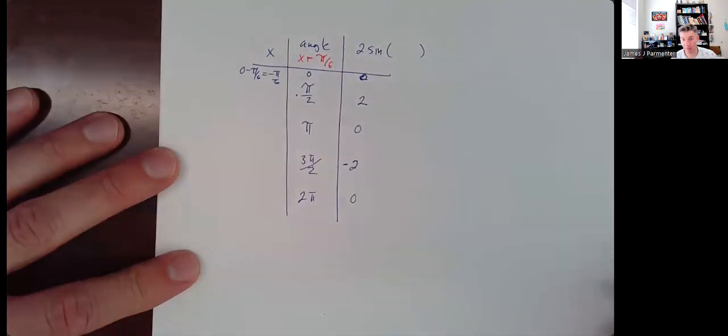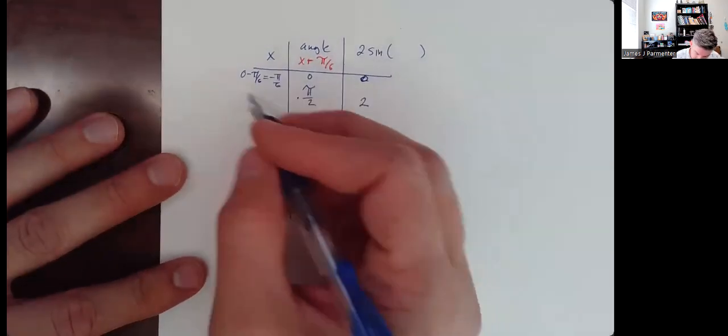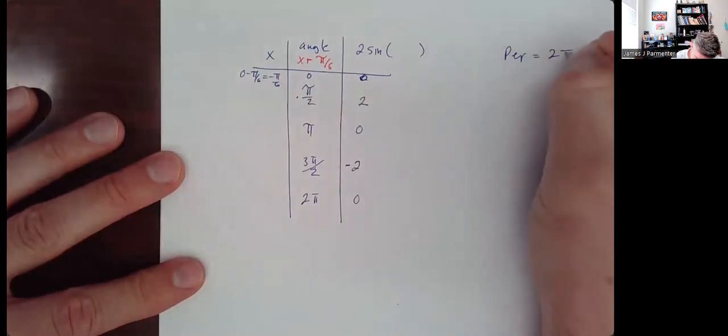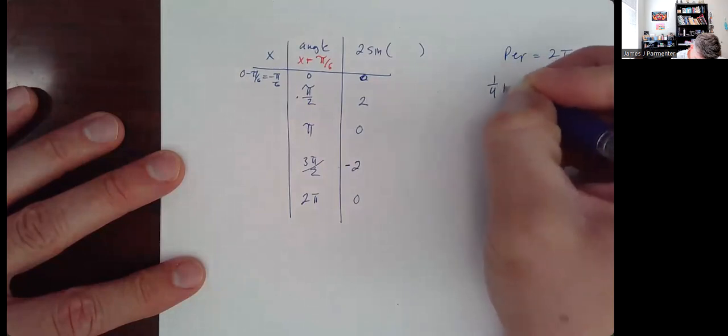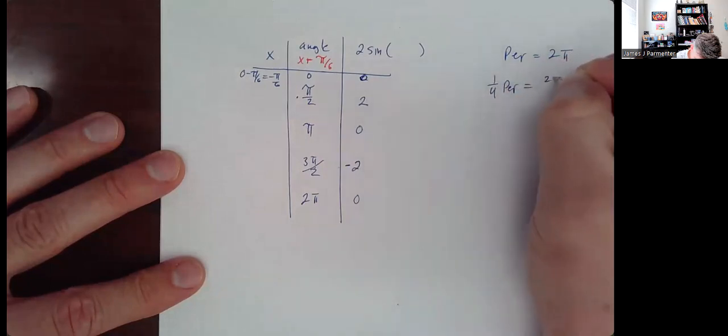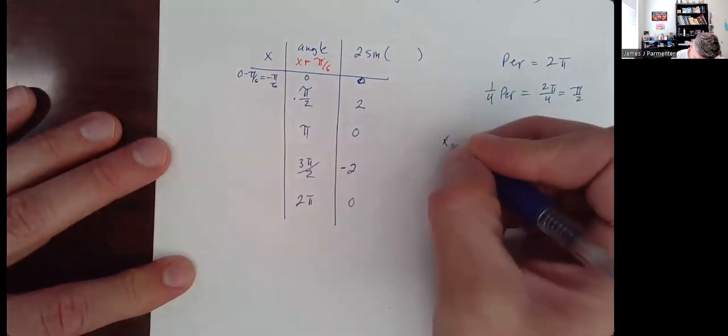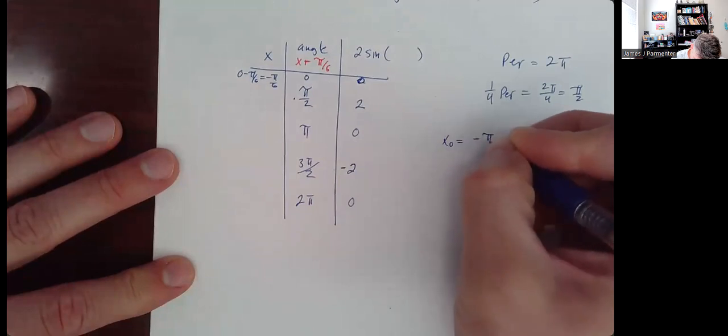I wouldn't do it this way. What I would actually do is say this is my beginning point. My period is 2 pi. A quarter of my period is 2 pi over 4, which is pi over 2. And there's my beginning point. So my x sub 0 is negative pi over 6.